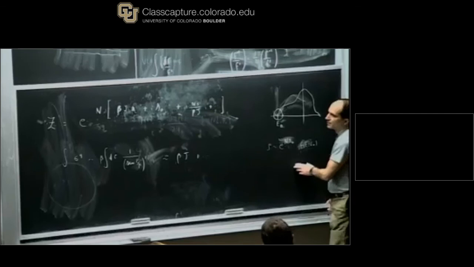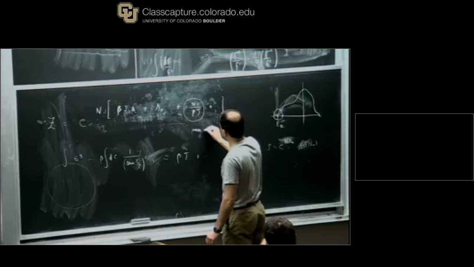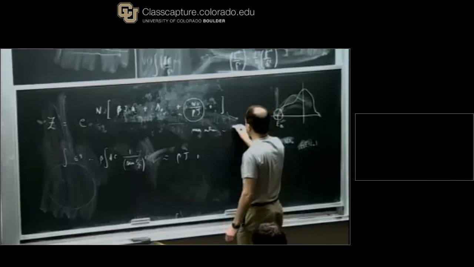Good. Then we have this thing. We can call it the near extremal entropy, or the low temperature part, the part that is temperature dependent and is linear in the temperature. Okay.